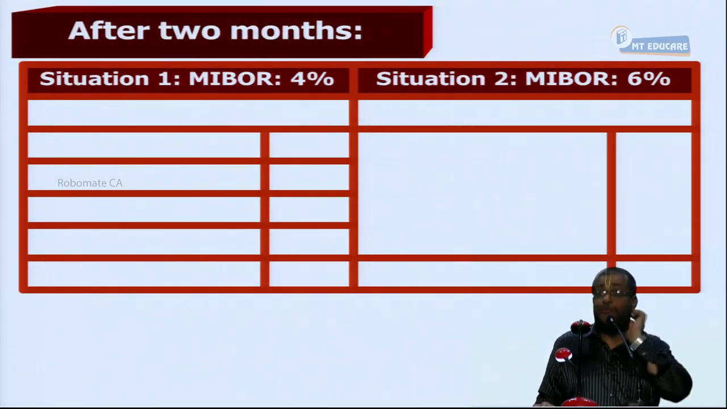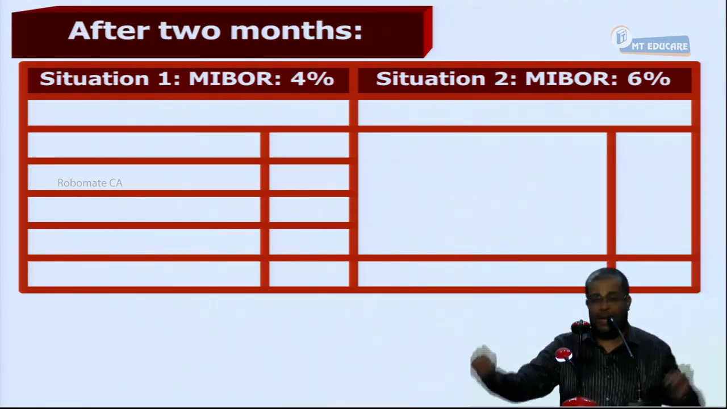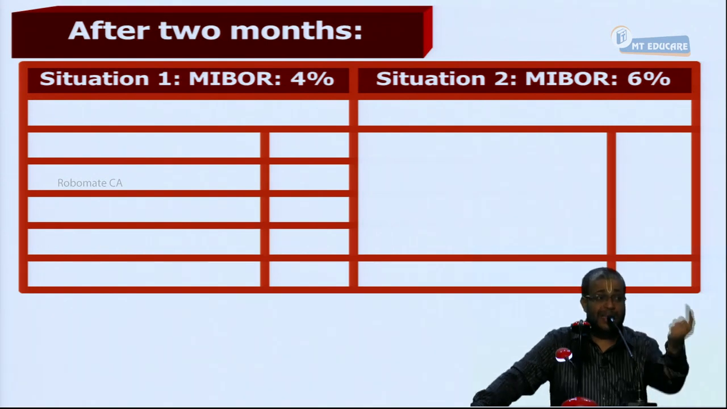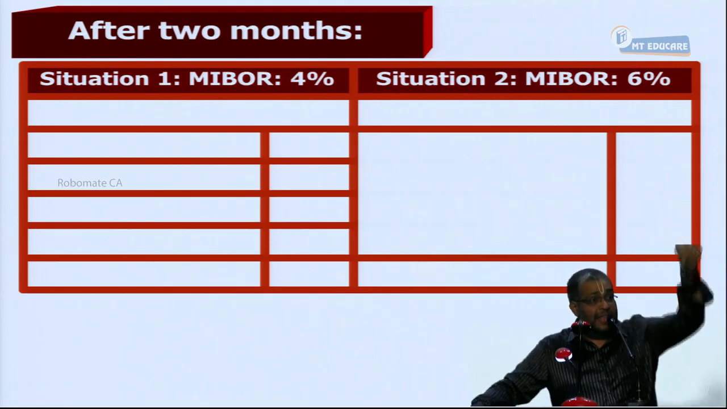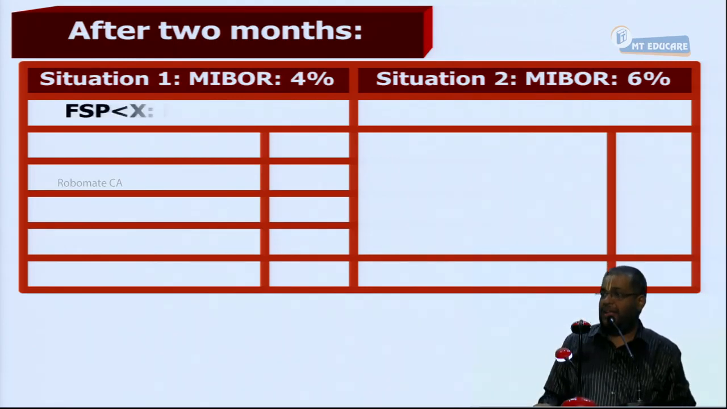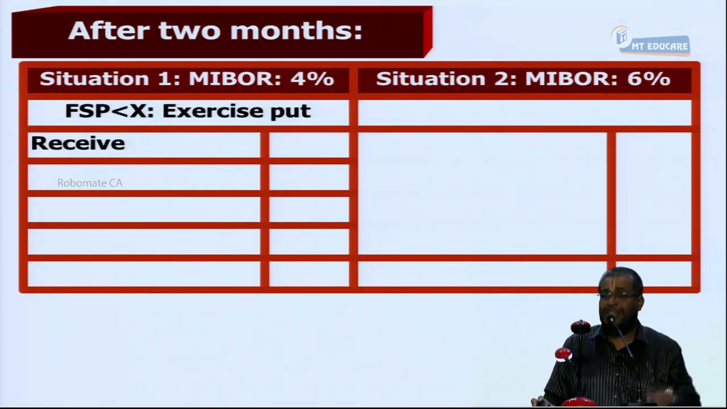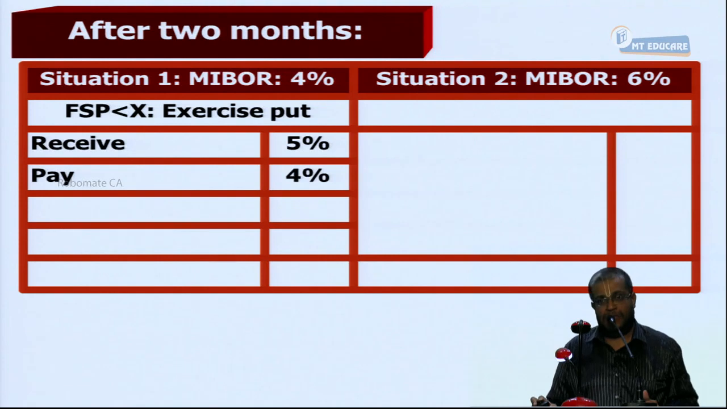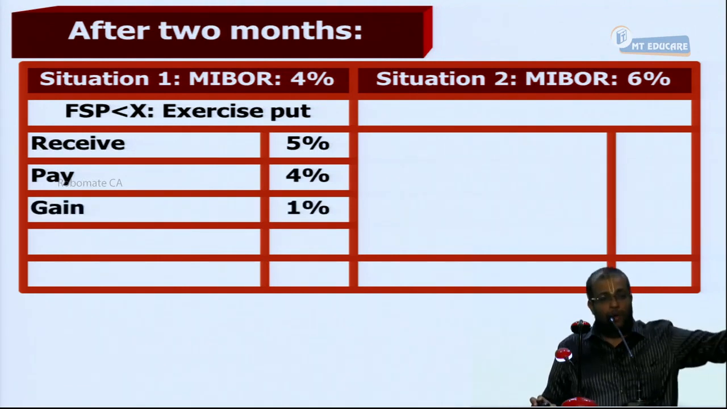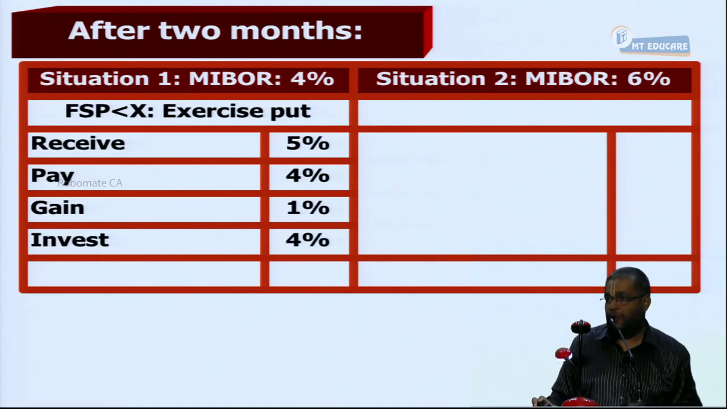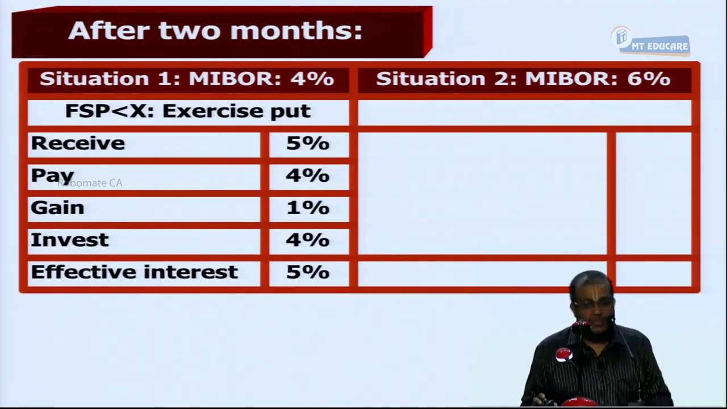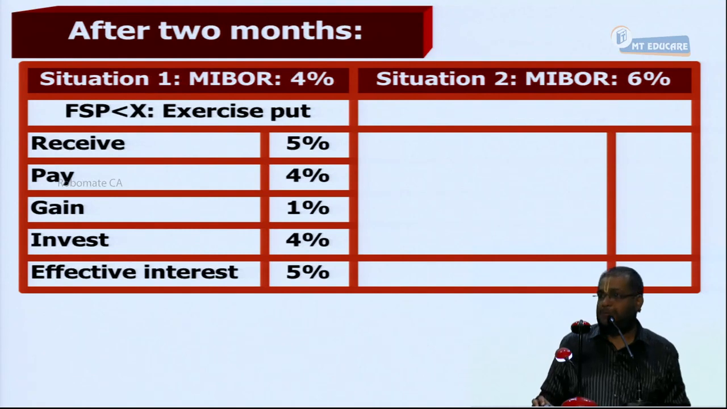Situation 1: MIBAR becomes 4%. You have a right to sell at 5%, but MIBAR is worth only 4%. Will you exercise? Exercise. So I receive 5% and deliver MIBAR worth 4%. The gain from the option is 1%. I go and make a deposit in the cash market at 4%. The effective interest rate is 5%. Even though the interest rate has dropped to 4%, I'm still earning 5%.